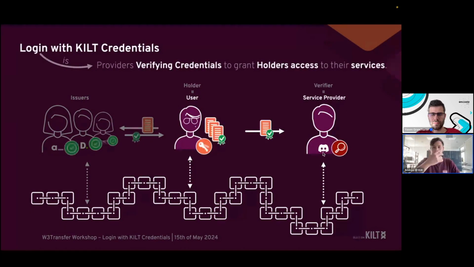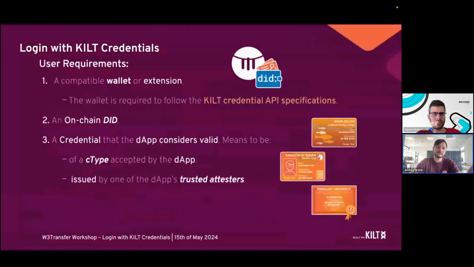Let's say, for example, Discord wants to know your email and really know that you own this email. If they trust Social KYC or Deloitte issuing this email credential, and you can prove that you own this credential by signing, then they will give you access to their services.